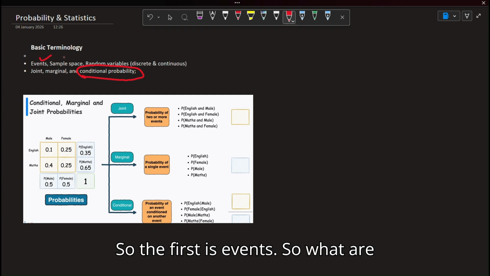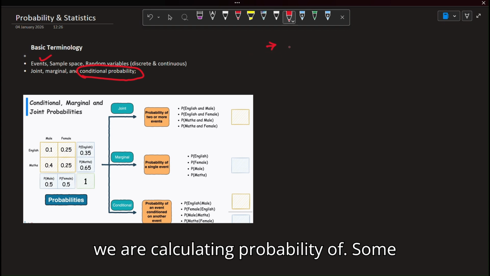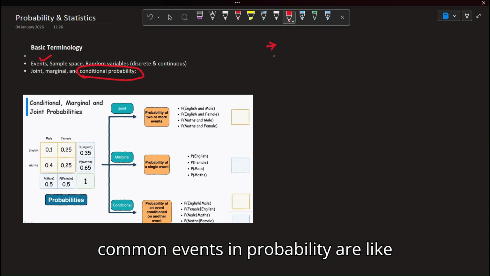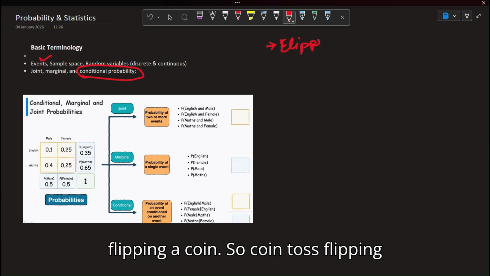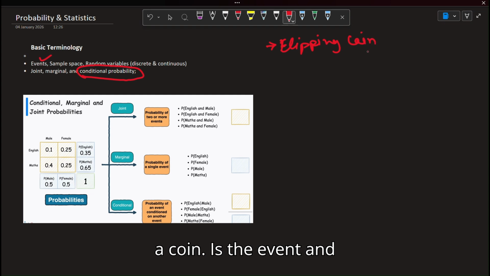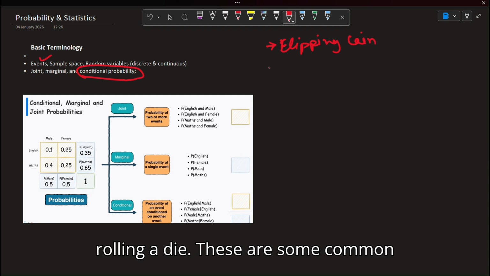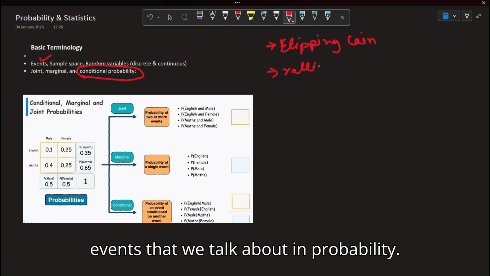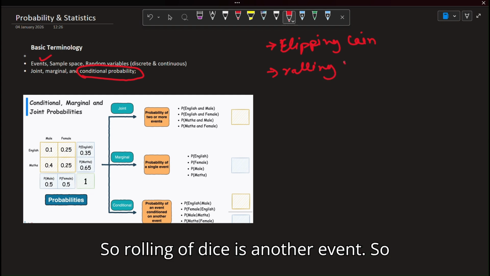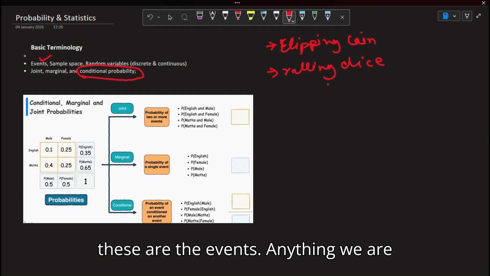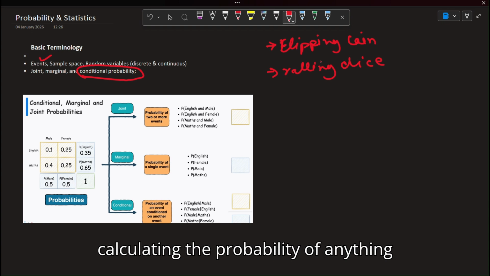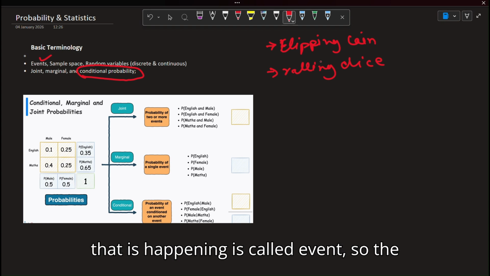So the first is events. What are events? Events can be anything that we are calculating probability of. Some common events in probability are flipping a coin, a coin toss, and rolling a die. Rolling of dice is another event. Anything that is happening, that we are calculating the probability of, is called an event.